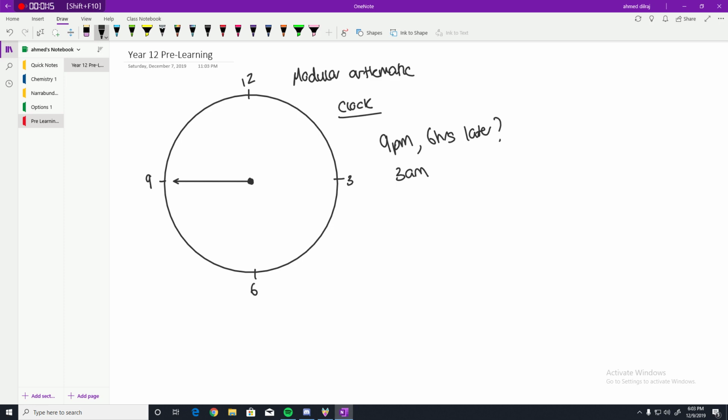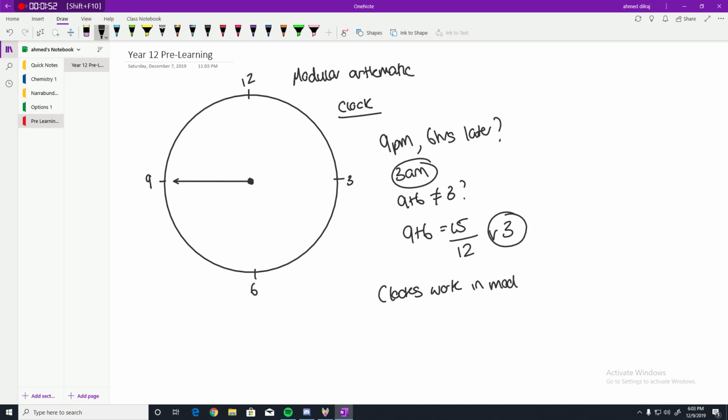But we know that 9 plus 6 does not equal 3, right? So what's actually happening is that 9 plus 6 doesn't equal 3, but if you divide 9 plus 6 by 12, which is how many hours there are in a day, the remainder is 3. So over here, 9 plus 6 is equal to 15. 15 divided by 12 gives a remainder of 3, right? And if we have a remainder of 3, we know that that's the time. So we can see clocks work in modulo 12, in mod 12.